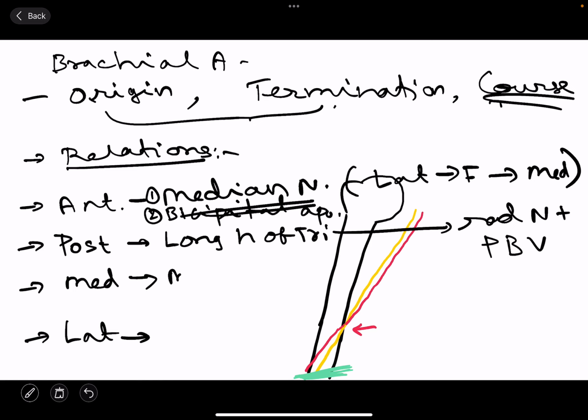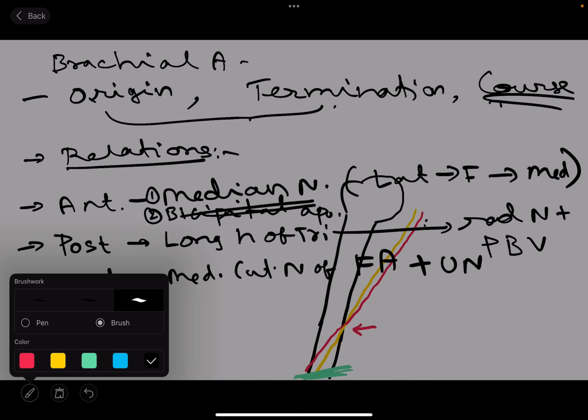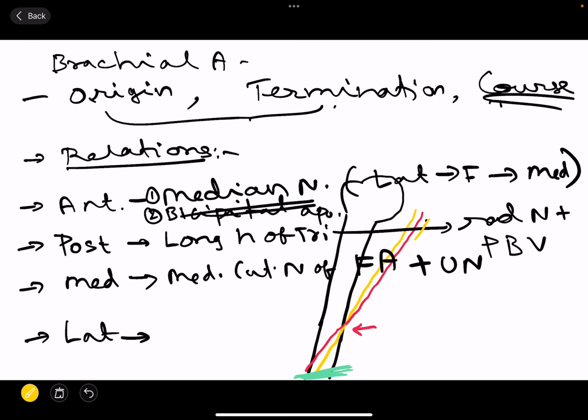Medial relation is the medial cutaneous nerve of the forearm and the ulnar nerve. Okay, this is the relation in the upper part of the artery over here. So here we will have the upper part. So we have the medial cutaneous nerve of forearm, it goes like this, and we also have the ulnar nerve. So medial cutaneous nerve of forearm and the ulnar nerve in the upper part. Okay, they run like this.